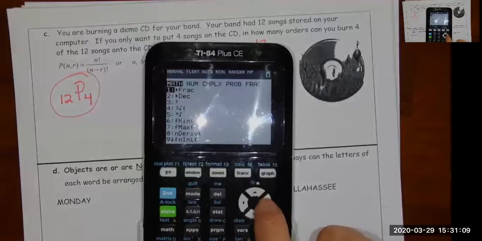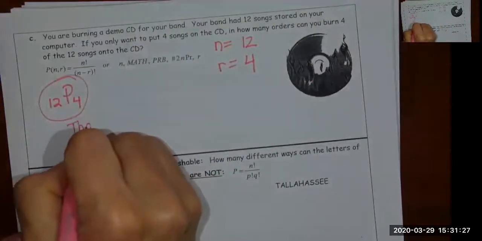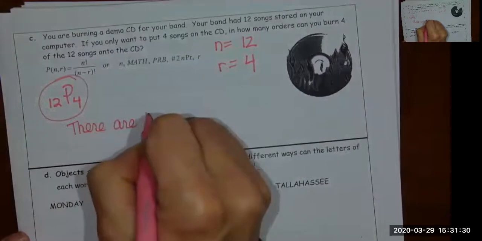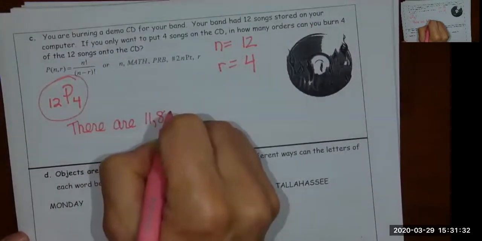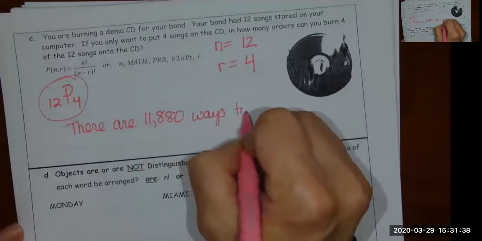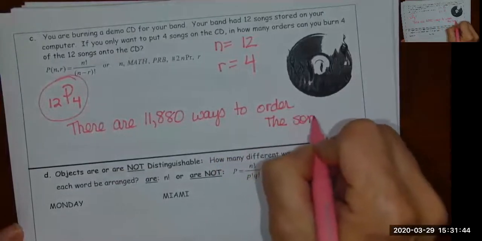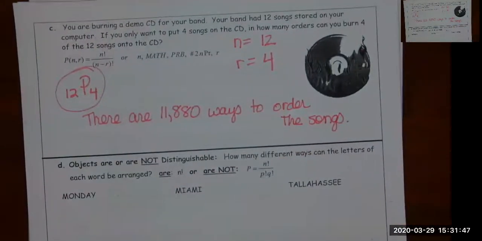Math, slide over to PRB, pick number 2, and we're going to say 12, arrow, 4. And there are 11,880 ways to order the songs. So now you can think about your favorite singers and you get a CD, it's got 10 songs on it. How many different ways could they have put those songs?